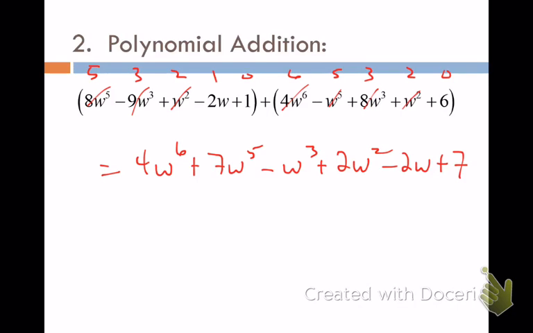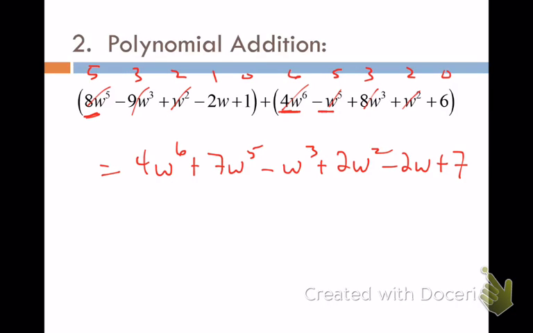So the highest degree monomial is this degree 6. I don't see any other degree 6's up here, so I'm not going to be able to combine it with anything. So I just bring it down, 4w to the 6th. Then my next degree down would be a degree 5, and I've got 2, right here and right here. So I add the 8 and the negative 1 and I get 7. So 7w to the 5th.